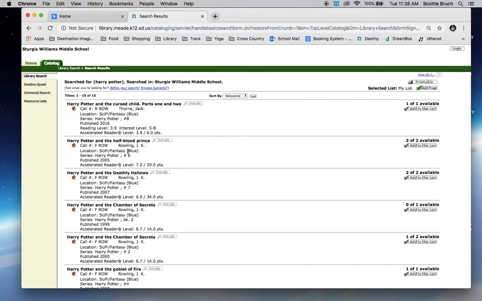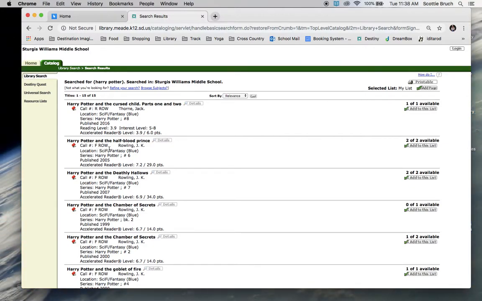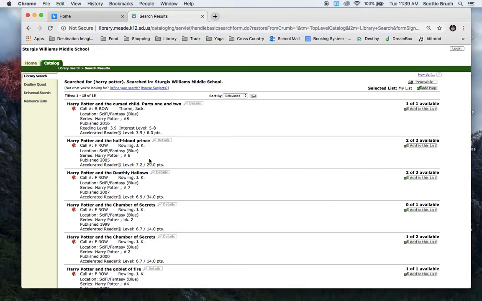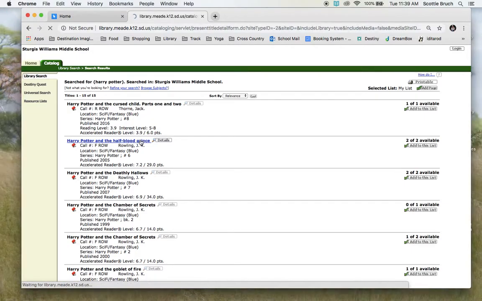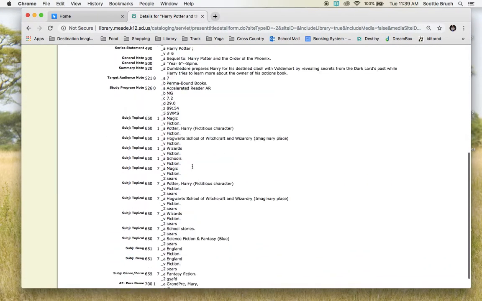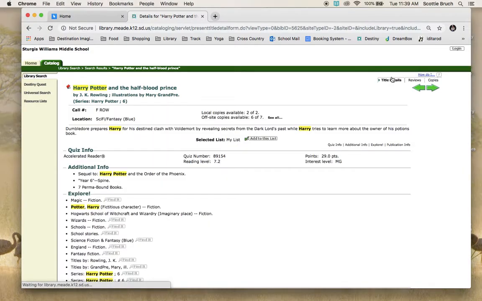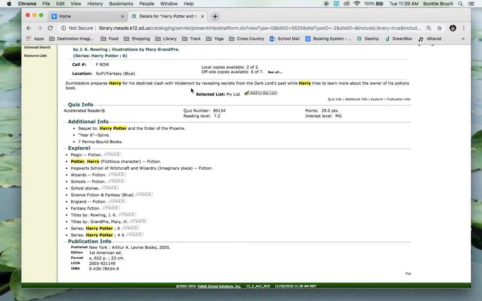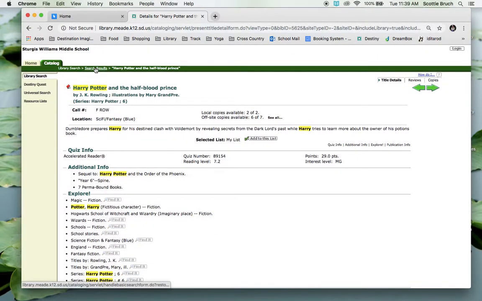So you would look along the blue wall, and you would look alphabetically for ROW. And then it also tells you that it is in the Harry Potter series and that it is book number 6. If you were interested in knowing its AR level, that information is here as well. You can click on the title of the book, and that is going to bring up more information about this book. So it gives you some subject matter, when it was published, a little synopsis of the book, and some other things that you might be interested in finding.